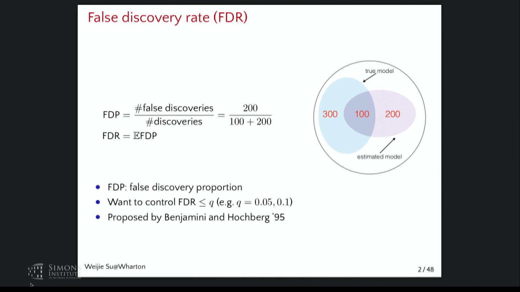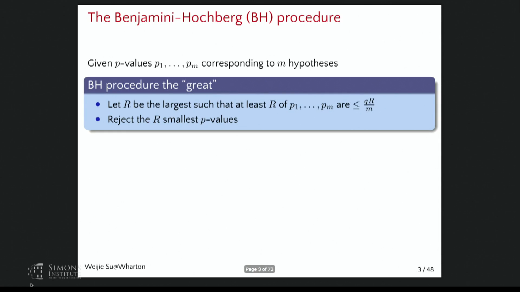And we want to control FDR below, say, Q equal to 5% or 10%. Q we usually call the nominal level. It was proposed by Benjamini and Hochberg. In addition to FDR, they also proposed a procedure for controlling FDR.